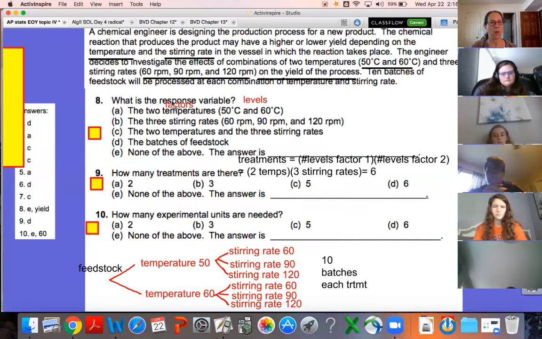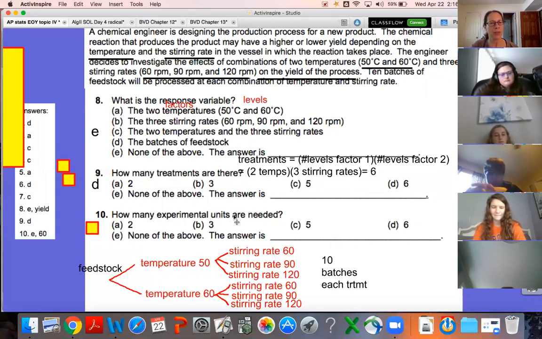And then what are the response variables? Well, we want to know, let's see, what is the response variable for 8? It's the yield. How much does it yield in the batch? So it's none of those, it's the yield. And number 9, how many treatments are there? Well, you take your levels, 2 temperature levels and 3 stirring rates. So there'll be 6 different treatments because you have to mix and match each of the temperature levels with the stirring rates.